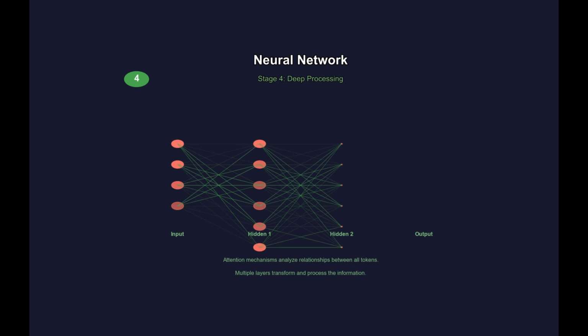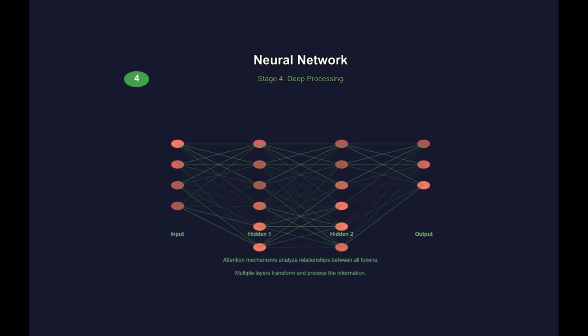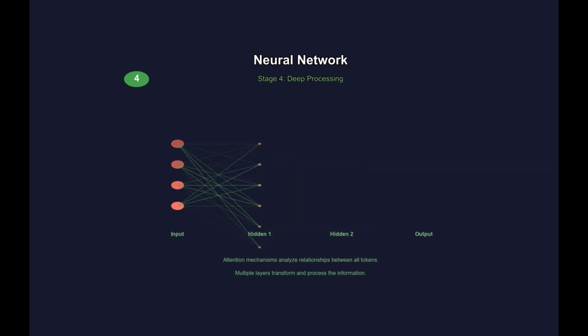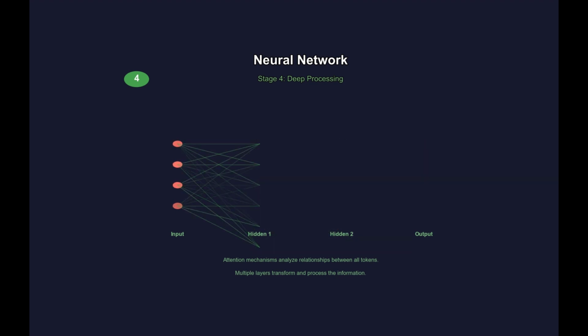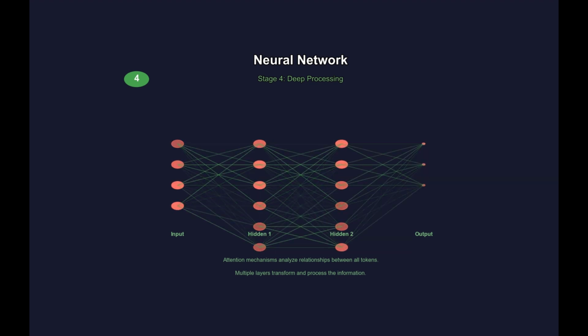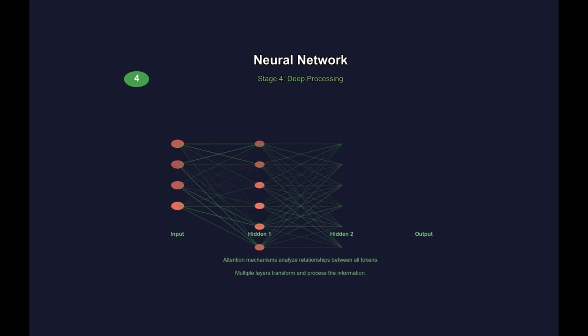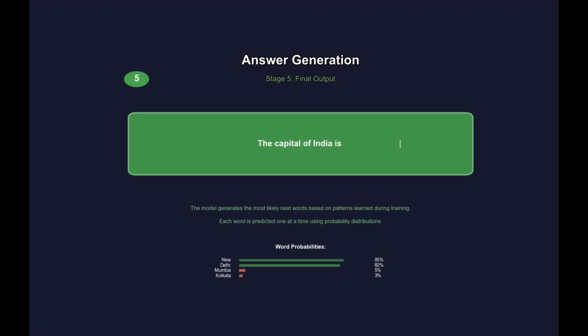With our tokens converted to vectors, they enter the neural network, the brain of the AI system. Multiple layers of artificial neurons process this information simultaneously. The network uses attention mechanisms to analyze relationships between all tokens at once. It considers how each word relates to every other word in the sentence. Through millions of mathematical calculations happening in parallel, the network processes patterns it learned during training on vast amounts of text data.